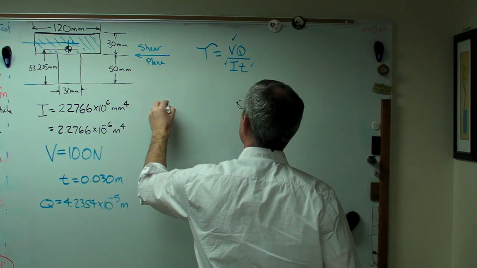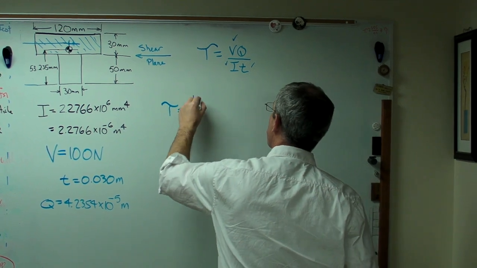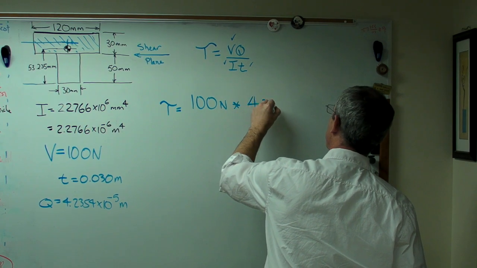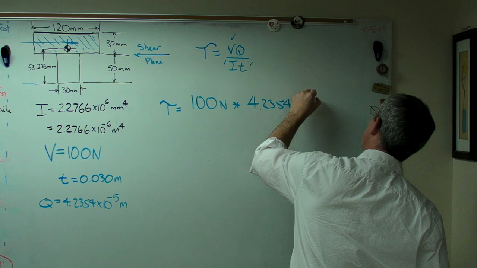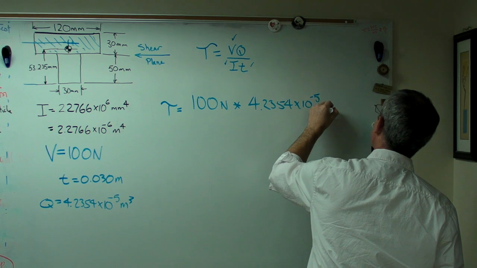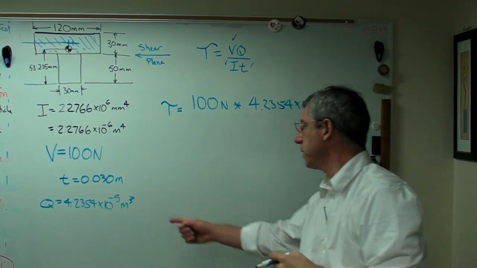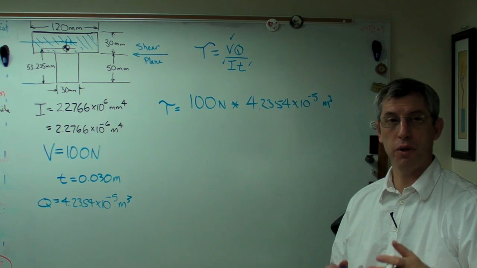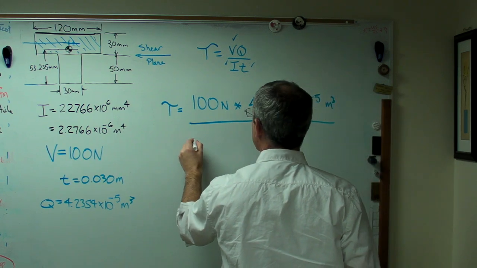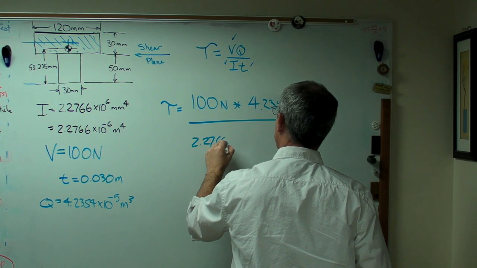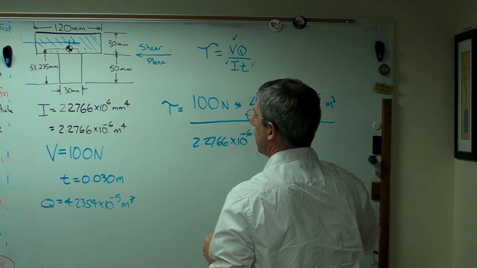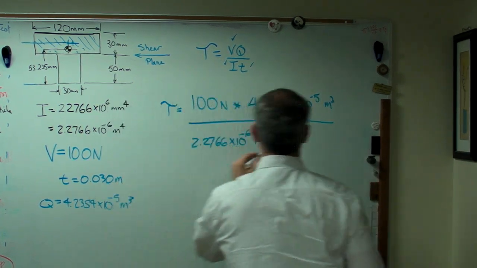Alrighty, so tau is equal to 100 newtons times 4.2354 times 10 to the minus 5, and that's going to be in meters cubed, by the way. Now, it's tempting to think of this as a volume. It's not. It's got the same units of volume, but it's really an area times a distance. So there's the numerator. The denominator is 2.2766 times 10 to the minus 6 meters to the fourth times our width, which is 0.030.